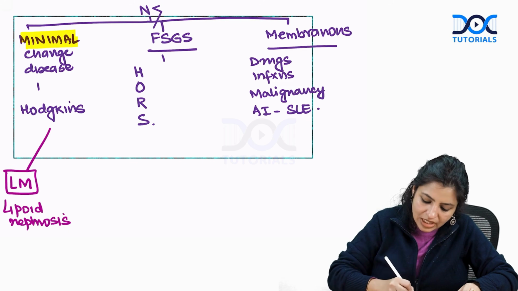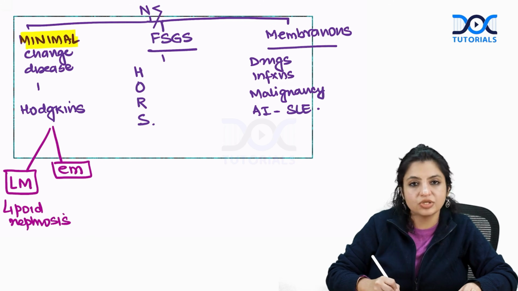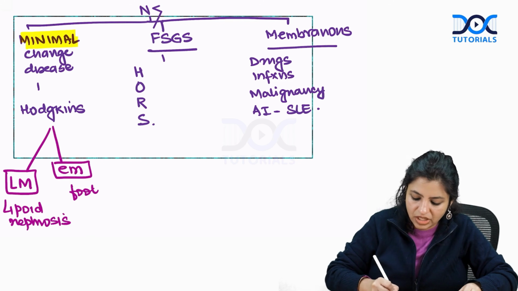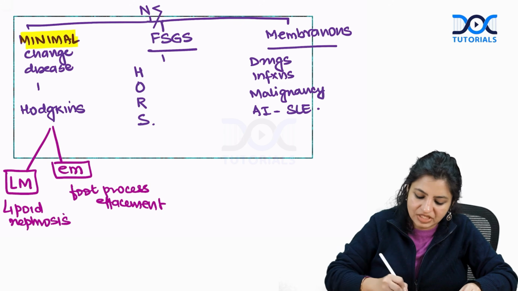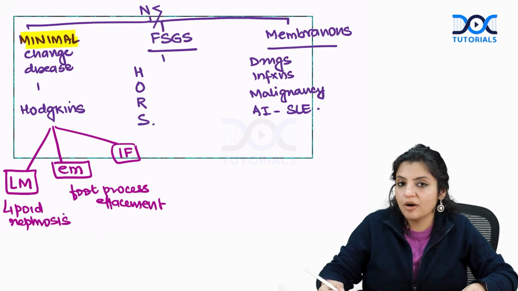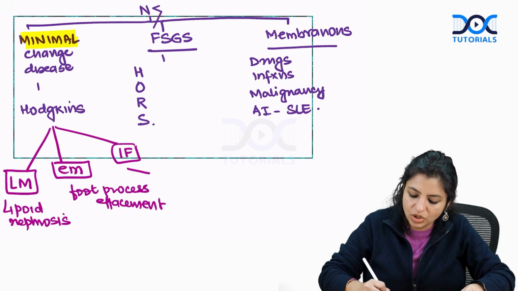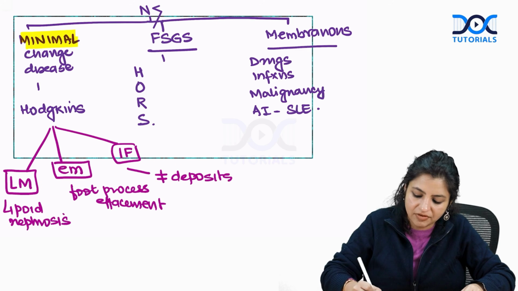Now, what do you see on electron microscopy? You know this is a podocytopathy, so there is foot process effacement. Because this is not an immune complex mediated disease, on immunofluorescence there will be no deposits. Nothing will be seen. It will be negative.